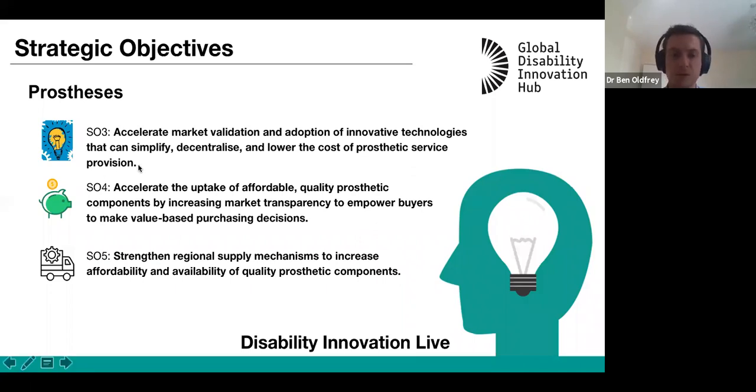If we want to strengthen regional mechanisms to improve economies of scale and access to the wide range of components that are needed to suit various users in various settings.